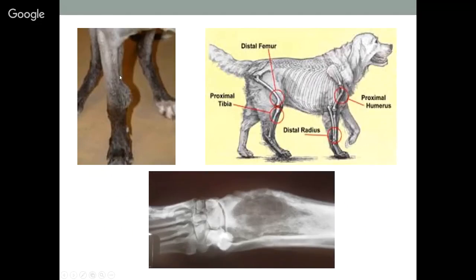This is what we'll see, a big painful swelling. This is what we'll see under radiograph: osteolysis, proliferation of bone, and a periosteal reaction. So you can actually see the lining of the bone here because it is inflamed.